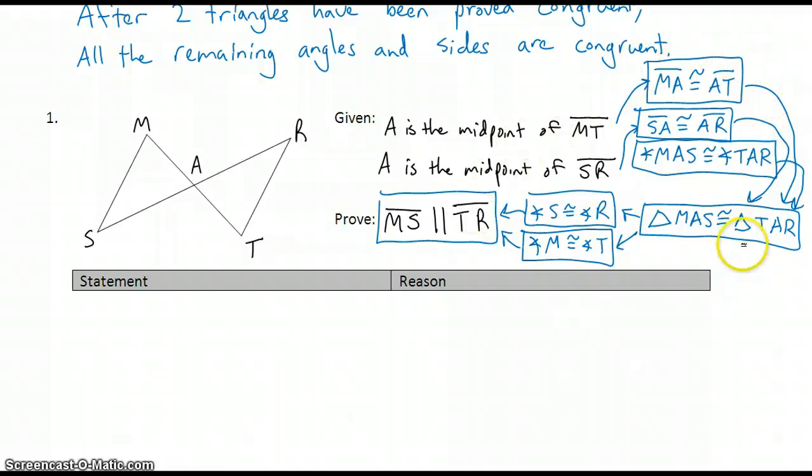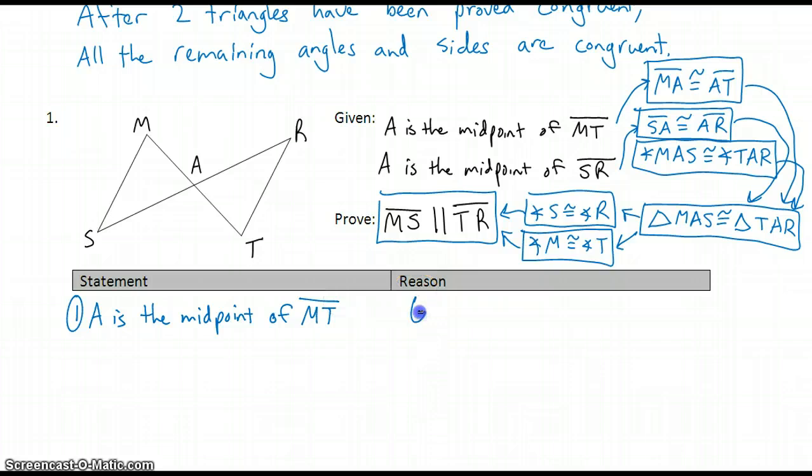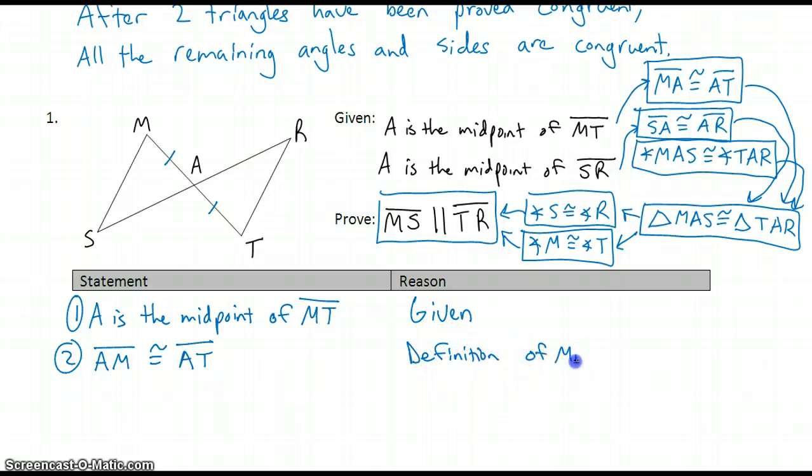I need to write my proof. Statement 1 is my first given. A is the midpoint of MT. By the definition of a midpoint, A has to be in the middle of MT, which means that AM has to be congruent to AT. I'm going to mark that congruent in my triangles. That's the definition of midpoint. That gives me my first pair of congruent sides.